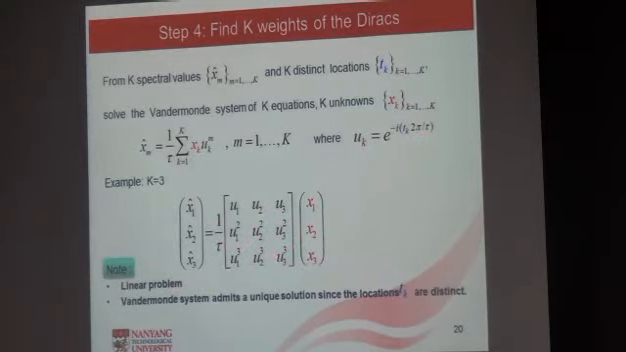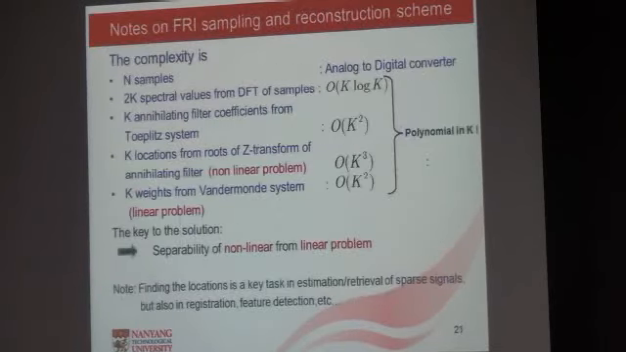So this comes down to solving a linear problem, and so we're done, actually. If we look at the complexity of the FRI sampling and reconstruction scheme, we needed to find n samples which are obtained from the analog to digital converter, the acquisition device. The 2K spectral values from the discrete Fourier transform of the samples can be obtained in operations of the order of k log k. And the k annihilating filter coefficients, you need to obtain them from the Toeplitz system.